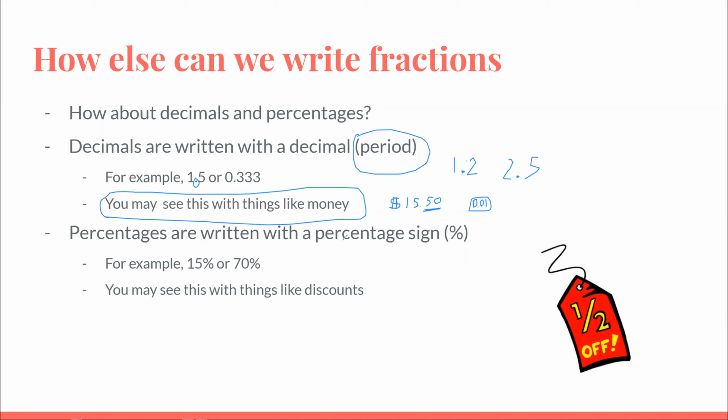And then percentages are written with a percent sign like this. For example, 15% or 70%. You may see things like this with discounts. Half off, or you may see 50% off, which is a pretty good deal.